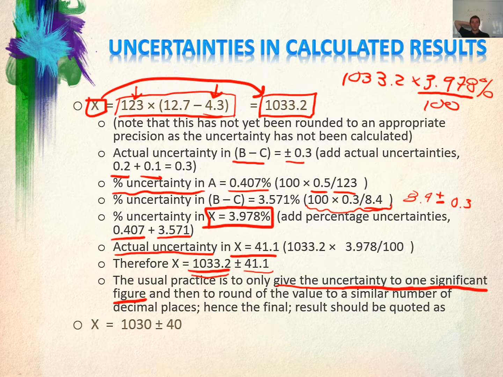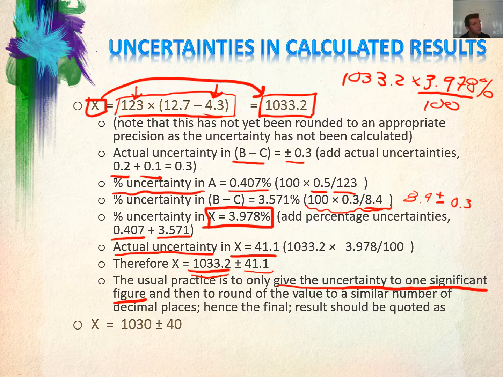When you are doing multiplication and division with your percentage uncertainties, you just add the percentages. So then you can see my 0.47 and my 3.571 percentage uncertainty. And then I'm going to use this. This is the percentage uncertainty in X. And remember, X equals this number. And from that, I can find out the actual uncertainty. I can do 1033.2 times my percentage uncertainty, 3.978%, which remember, that's really just divided by 100, and that'll give me my actual uncertainty. So in this case, 41.1.